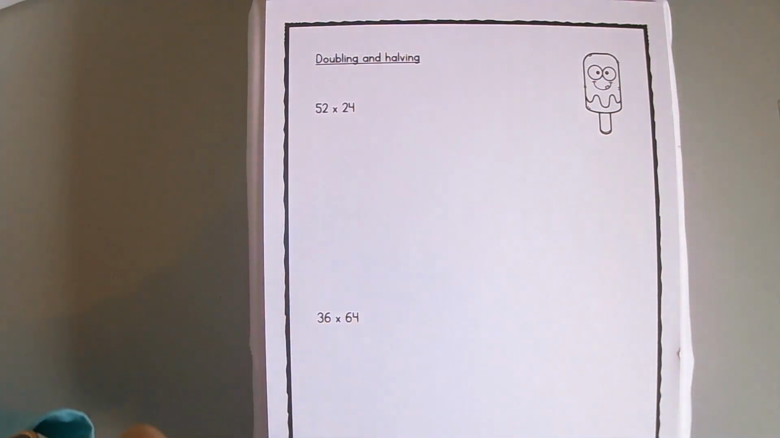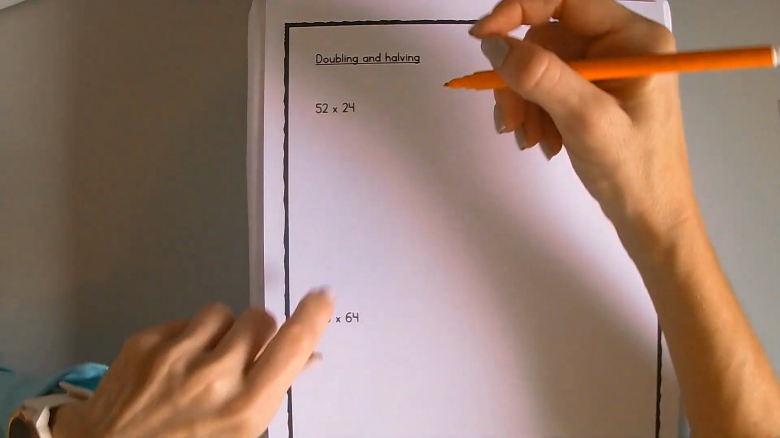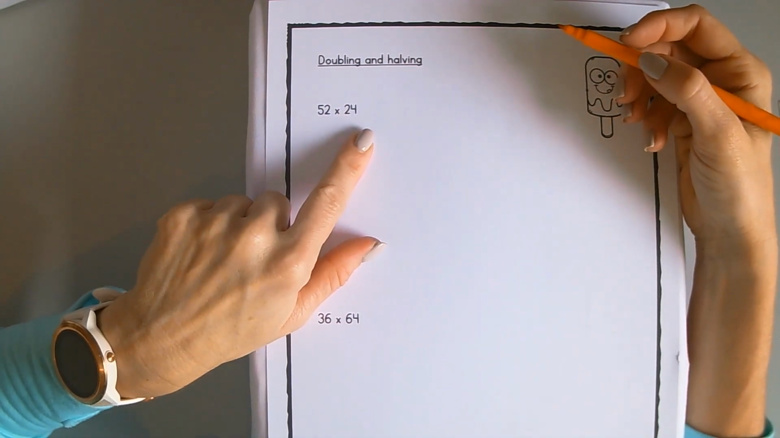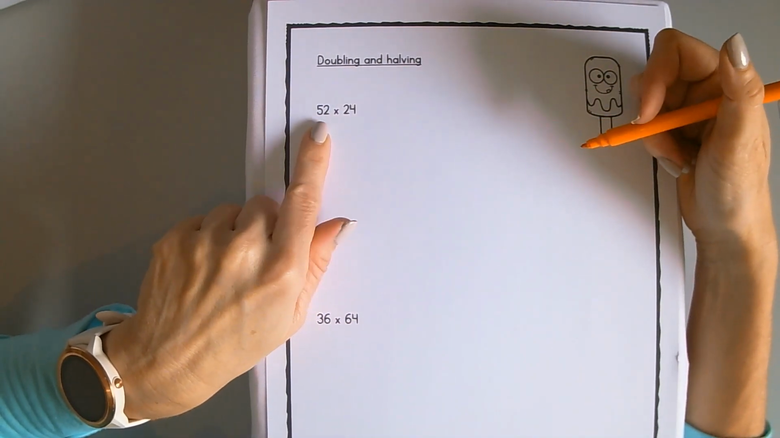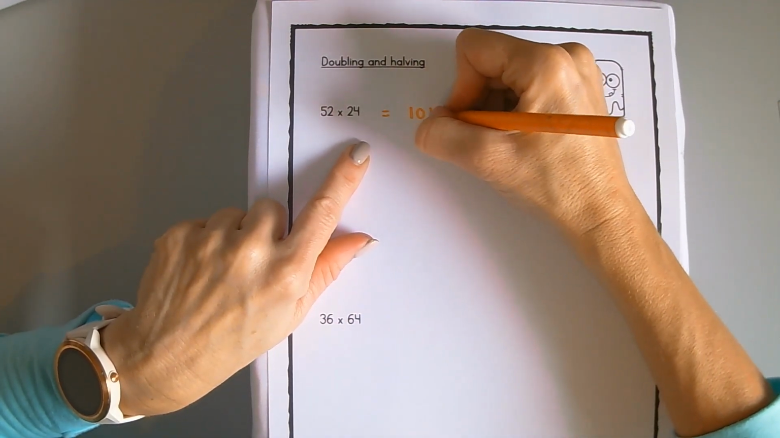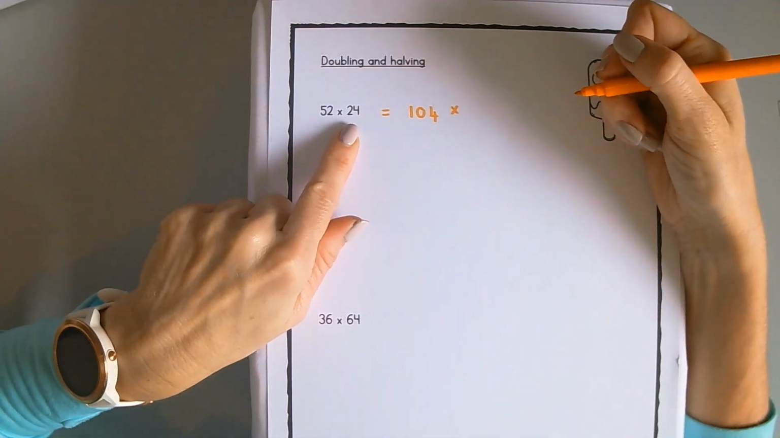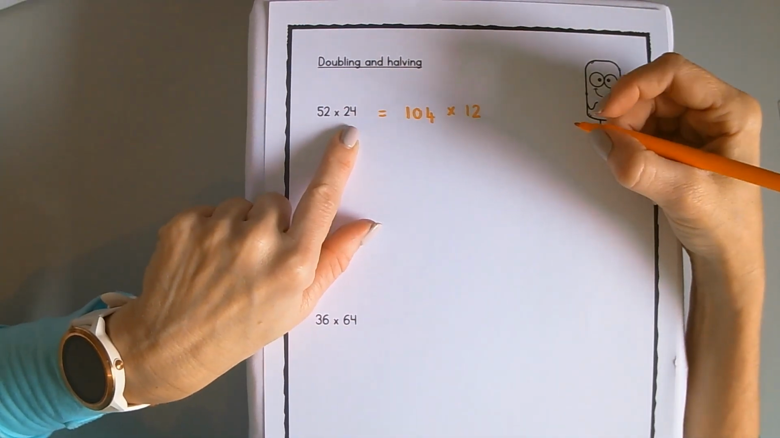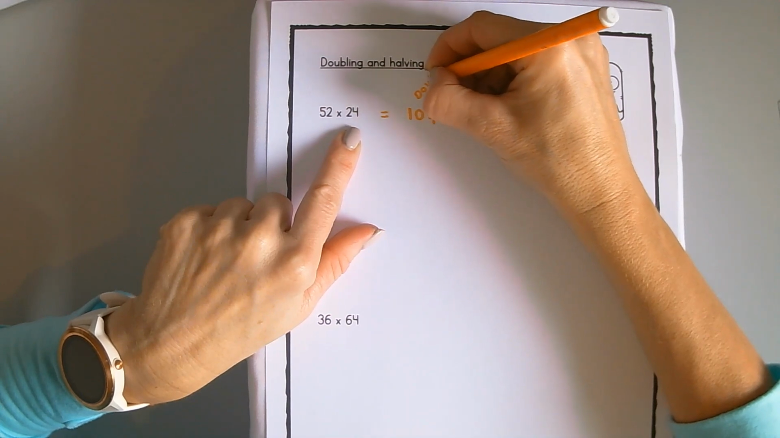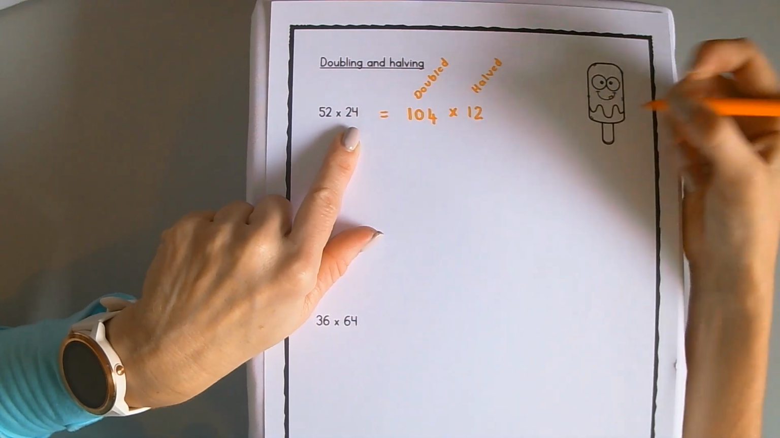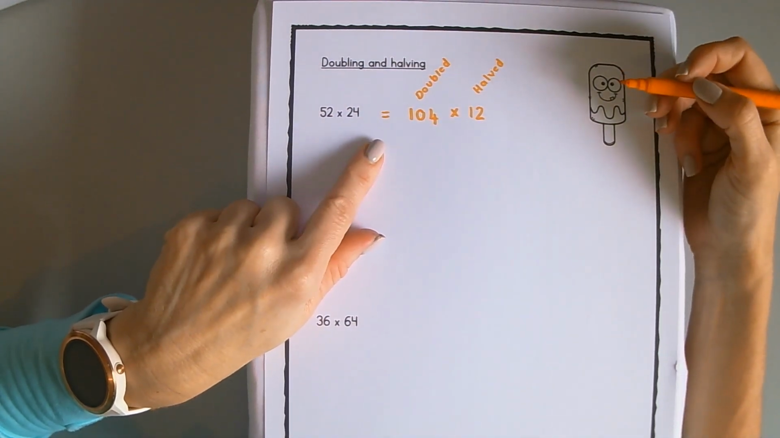So for this one, let's try a different color now. Let's see if this orange works. Brilliant. Okay, so what we're going to do is double 52 and halve the 24. If I double 52, 50 and 50 is 100, and 2 and 2 is 4. So that's going to be 104. And we are going to halve the 24, and half of 24 is 12. So we've doubled this side and we've halved this side. Okay, and we can do it again because I still can't do 104 times 12.